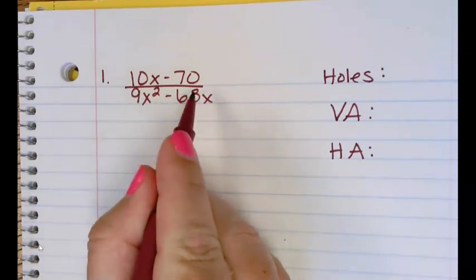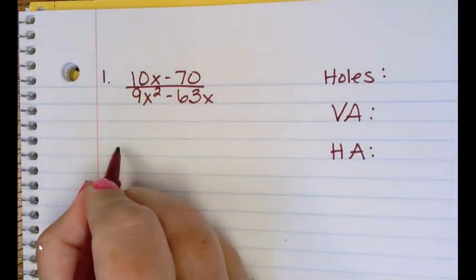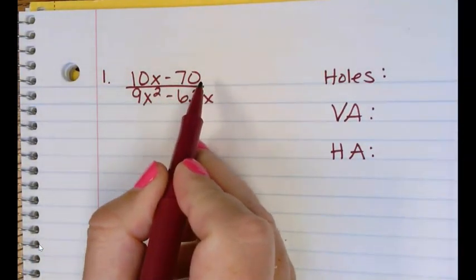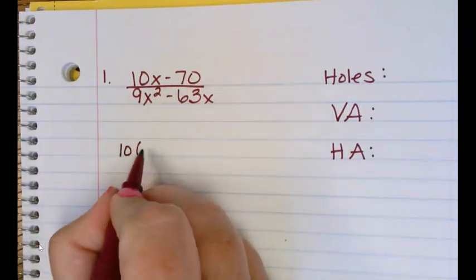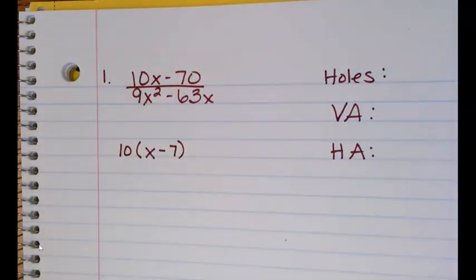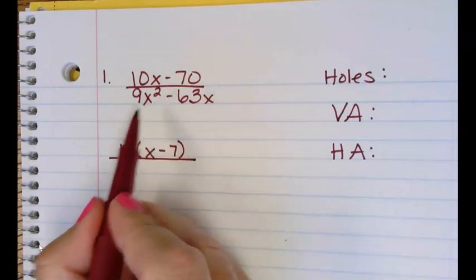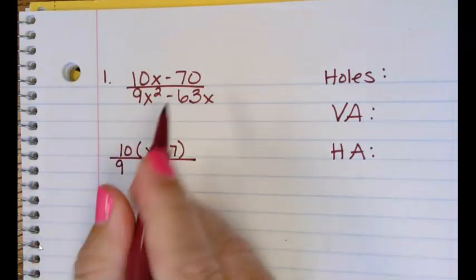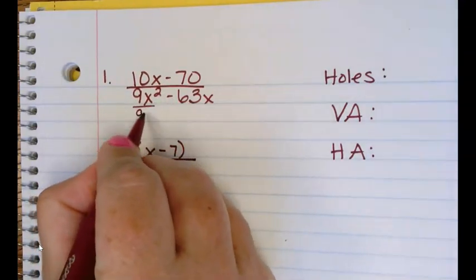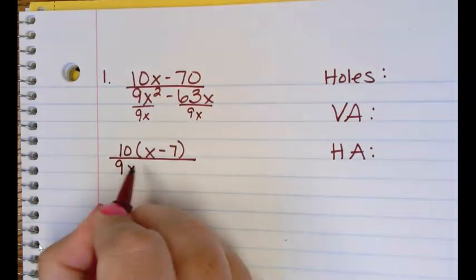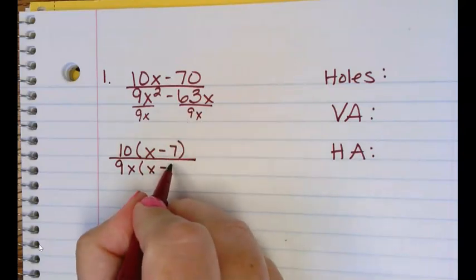We need to factor. So if we look at the top, notice what we have in common. Do you see that they all can take a 10 out? We can take a 10 out, and then we get x minus 7. Now the bottom, we have two things we can take out. They both have a 9 in common, as well as they both have an x. So if I take a 9x out of these two, I'm going to be left with an x minus, I believe that is also going to be a 7.